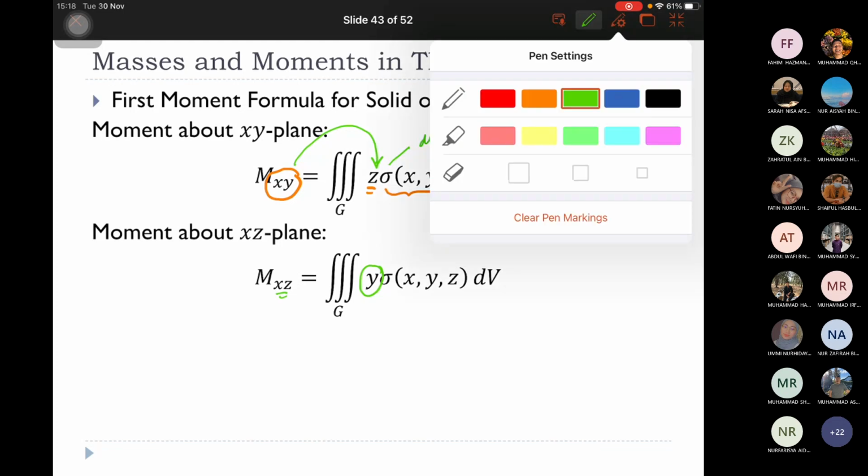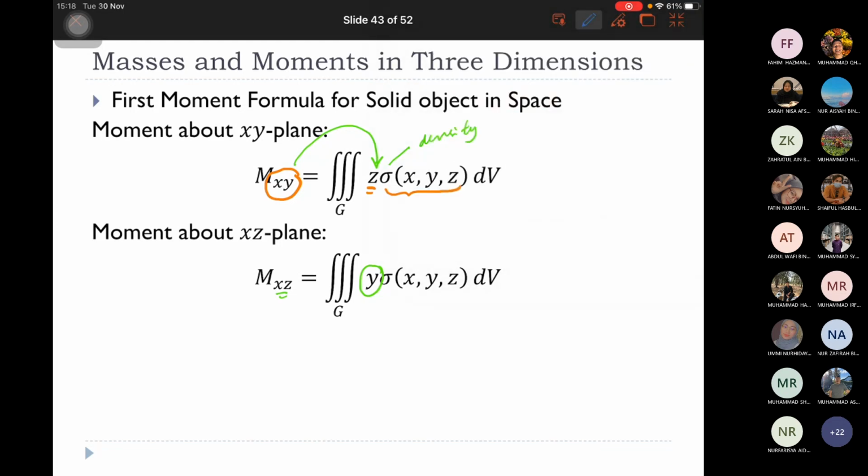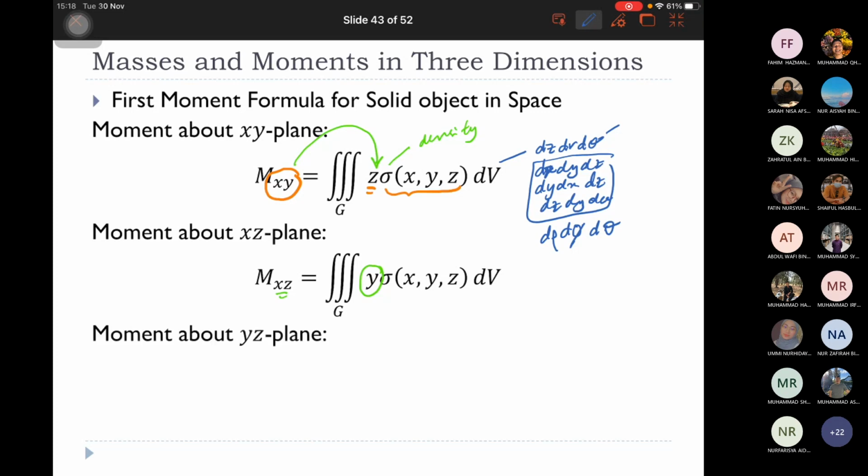So dV, as I mentioned before, can be dz, dr, d theta, or dx, dy, dz, and so on, dy, dx, dz, or dz, dy, dx. Or we can also use spherical coordinates, d rho, d phi, and d theta. It depends: if you change to rho, phi, and theta, z has to be changed in terms of spherical or cylindrical coordinates. Just like that. Later we will see an example.